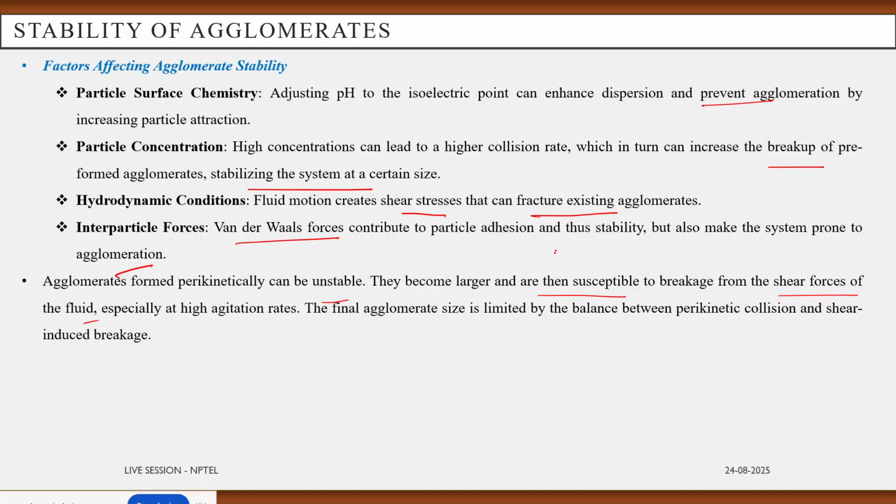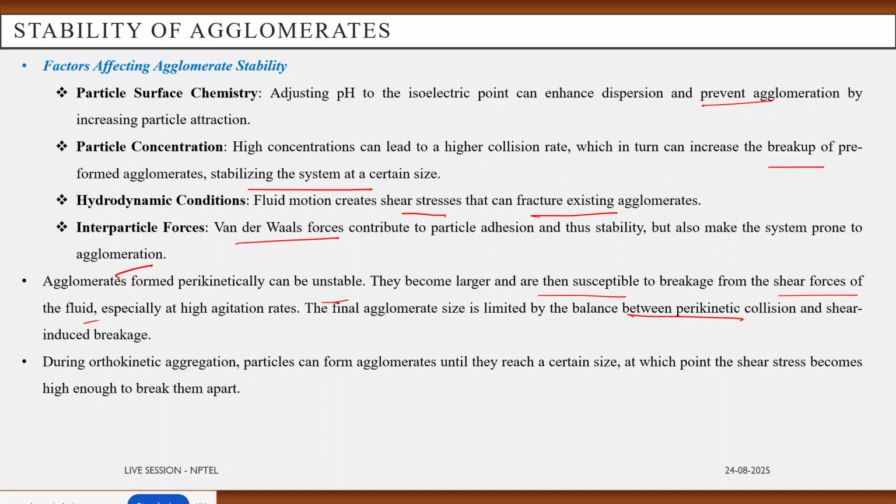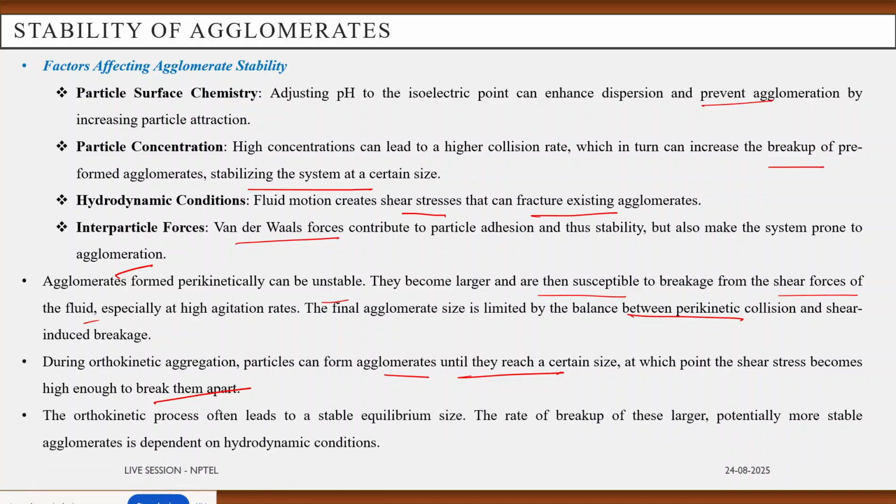The final agglomerate size will be limited by the balance between perikinetic collision and the shear-induced breakage, this balanced condition. So during orthokinetic aggregation, particles can form agglomerates until they reach a certain size, at which the shear stress becomes high enough to break them apart if it is more. The orthokinetic process often leads to a stable equilibrium size. The rate of breakup of these larger and potentially more stable agglomerates will depend on the hydrodynamic condition, or the shear stress condition.